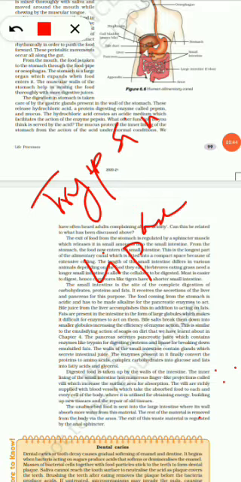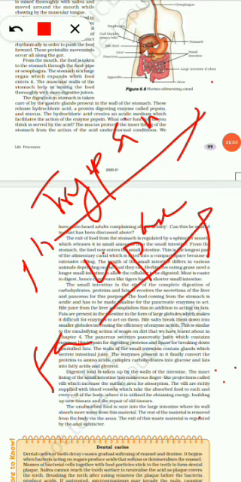The walls of the small intestine contain glands which secrete intestinal juice. The enzymes present in it finally convert the proteins to amino acids. Trypsin will convert the proteins to amino acids, and lipase will convert the fats to fatty acids and glycerol. Amino acids will be used to build up proteins whenever required at a later point of time.